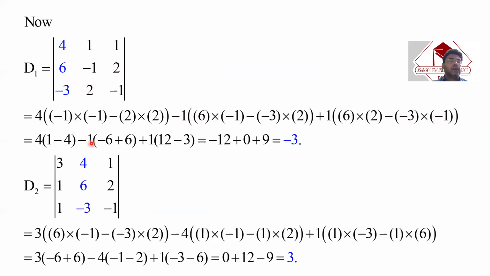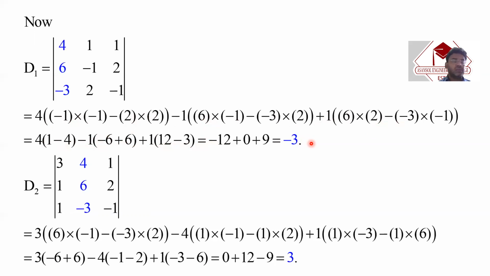Okay. After simplification, you have this 4 is here. From here 1 minus 4 minus 1, minus 6 plus 6, 1 from here 12 minus 3, is equal to, so minus 12, 0, and this is 9. Ultimately you have minus 3. So our D1 is minus 3.